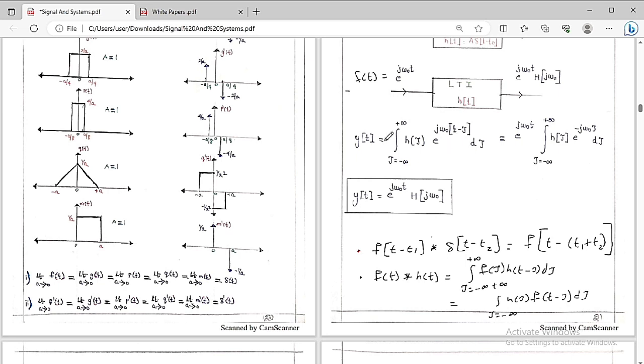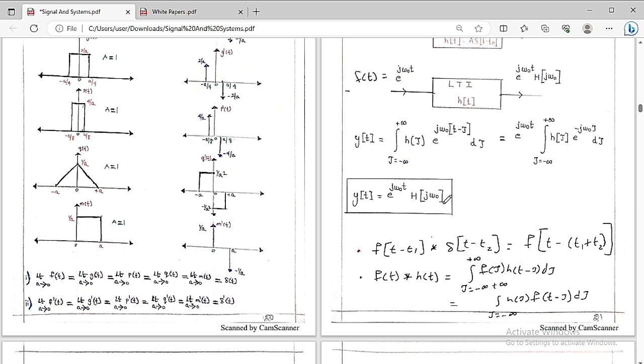If you simplify, basically we are doing integration from τ equal to minus infinity to plus infinity. Definitely t is a constant, so we can take it outside. Therefore we are going to get e to the power of j omega naught t into integration from τ equal to minus infinity to plus infinity h of τ into e to the power of minus j omega naught τ dτ. This is called the Fourier transform of the impulse response h of t. Therefore this is called h of j omega naught.